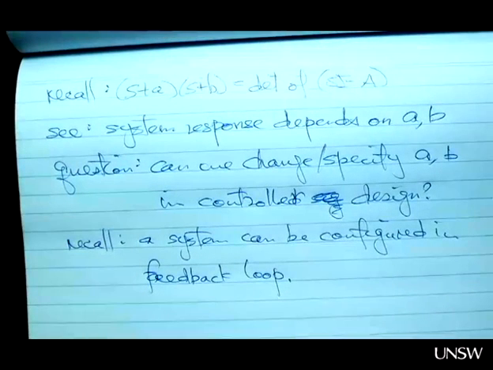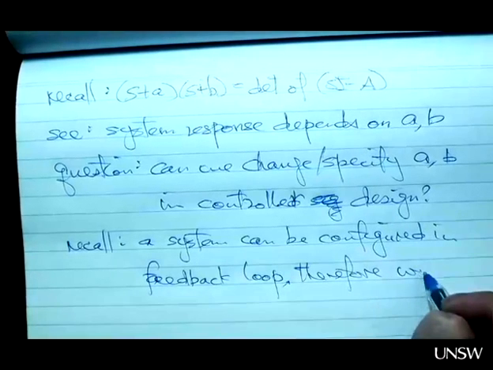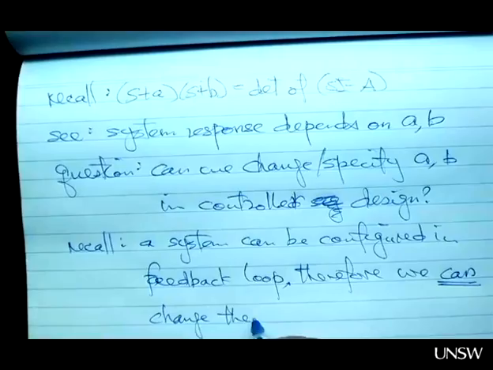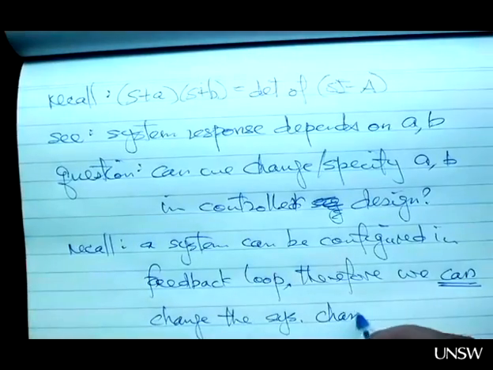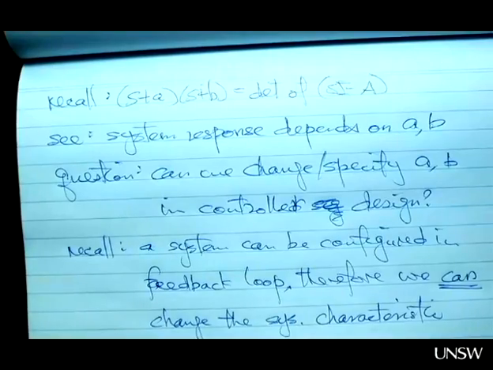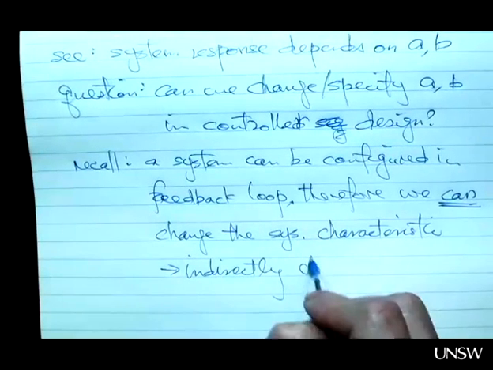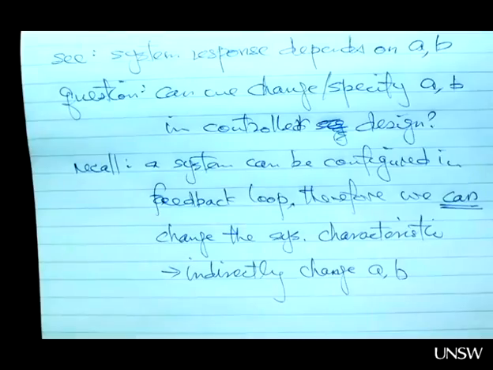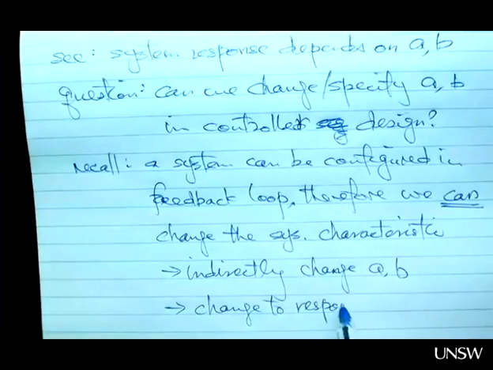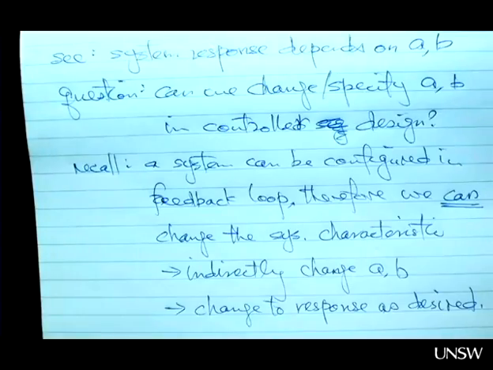Okay. Therefore, we can change the system characteristic which indirectly changes A and B. Okay, then we can change the response as desired. Okay.